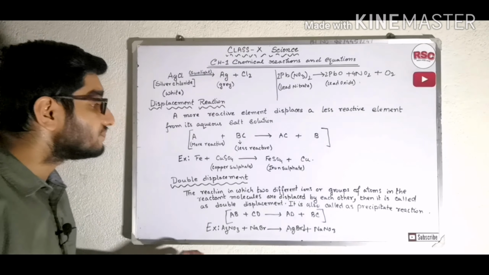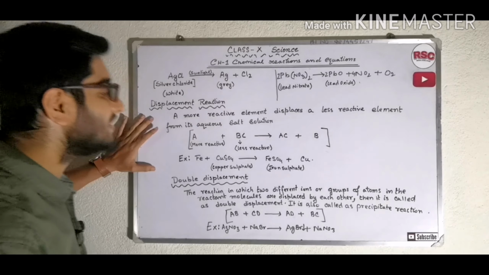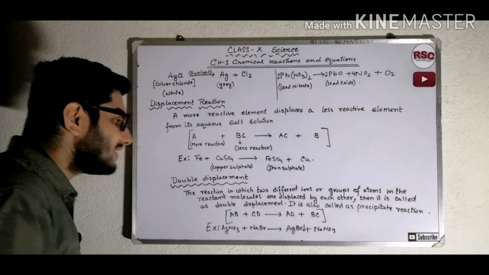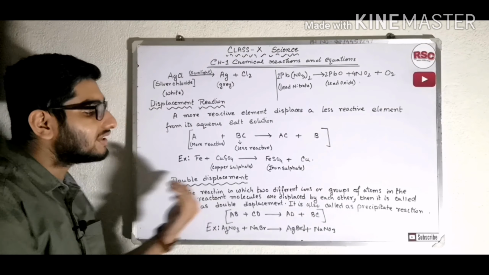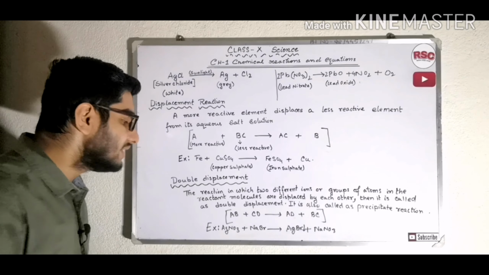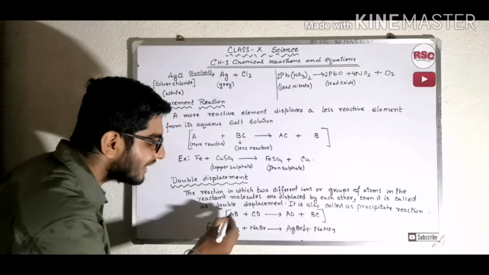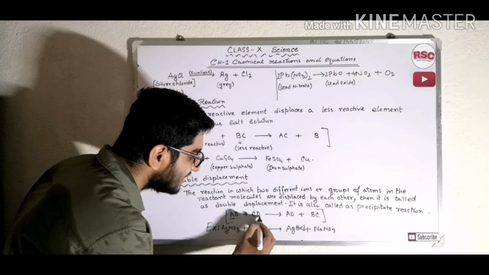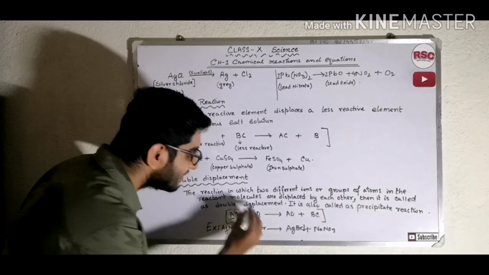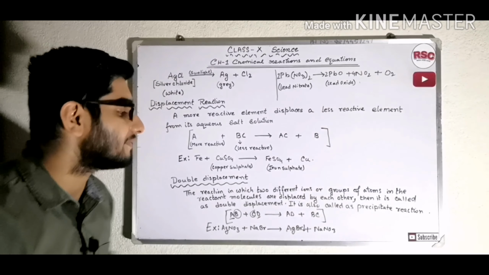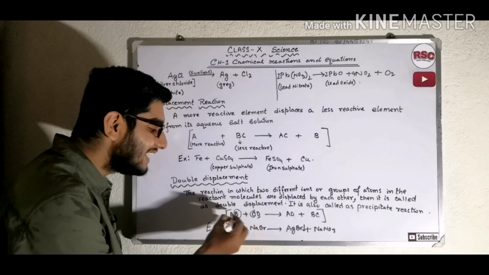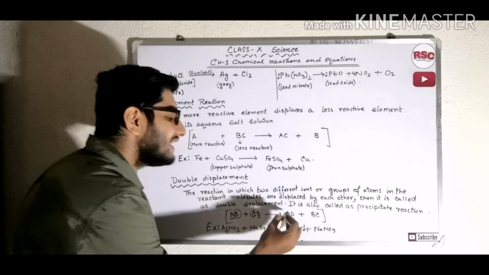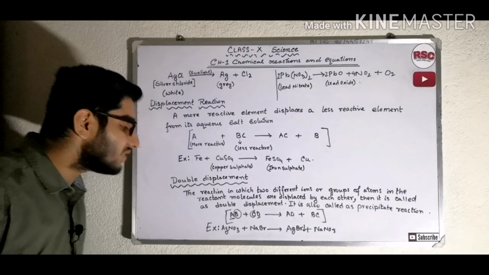Now students, in a single displacement reaction, we could see that only one product gets displaced. In this case, we will see that each of them changes position. Just see over here, AB plus CD. A is sitting with D, and B is sitting with C. So it becomes AD plus BC. I am telling you again, AB plus CD: A gets displaced with D and B gets displaced with C, so AD plus BC.